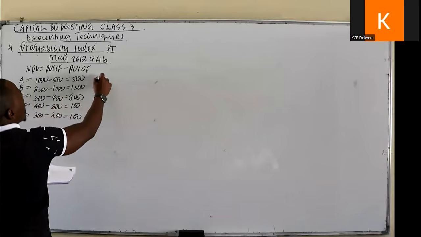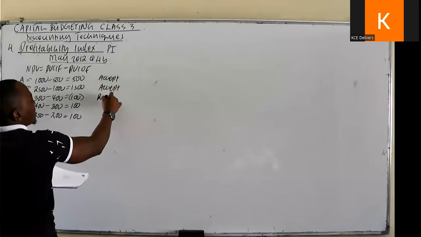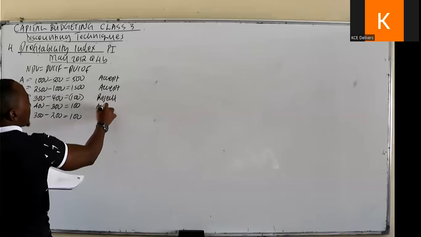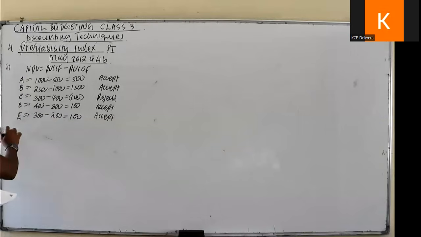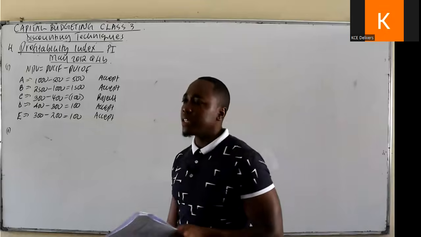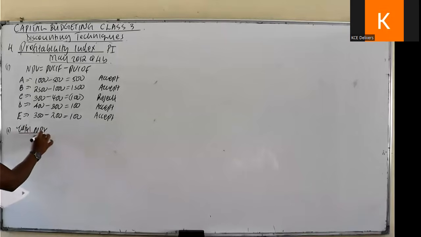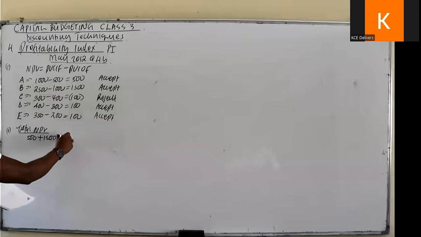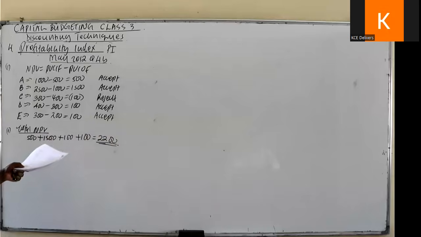So this one should be accept or reject? This one you should accept. That one is not viable. You accept. That's number one. Number two, the total net present value of the selected project, total NPV. We have accepted A, 500. We accepted B, 1,500. We accepted D, 100, as well as E, 100. You get a total of 2,200.